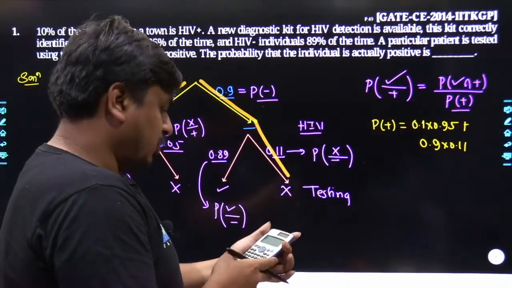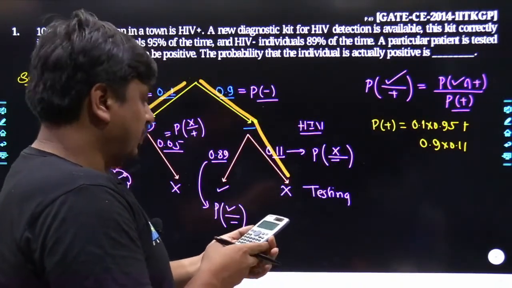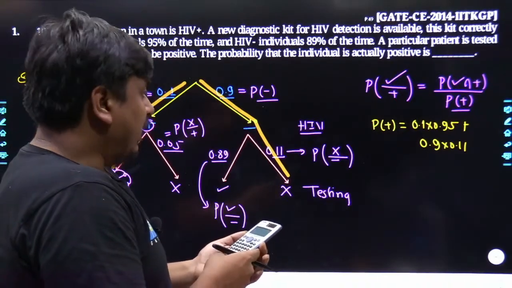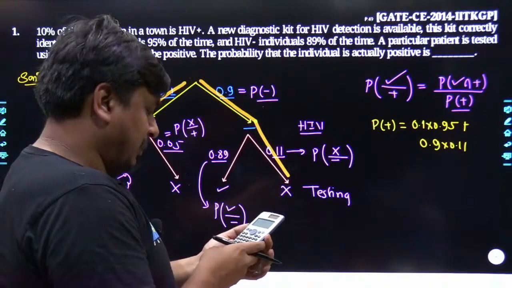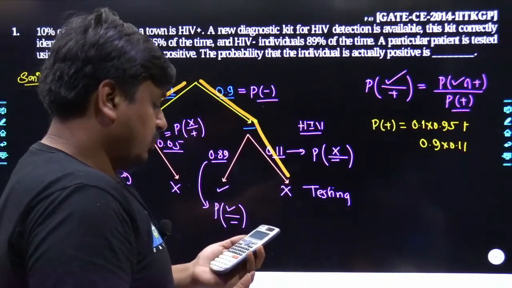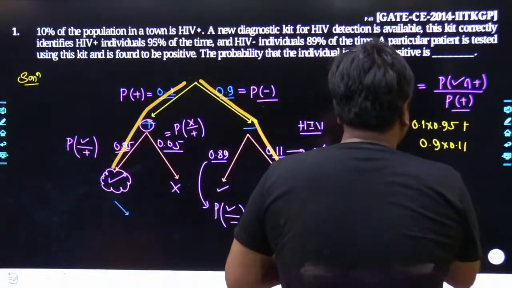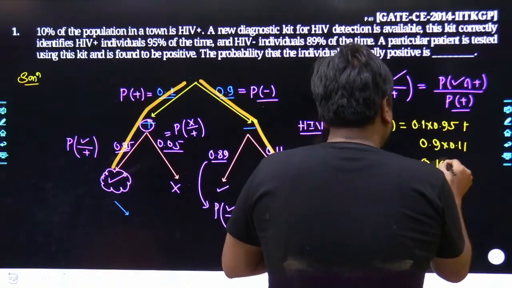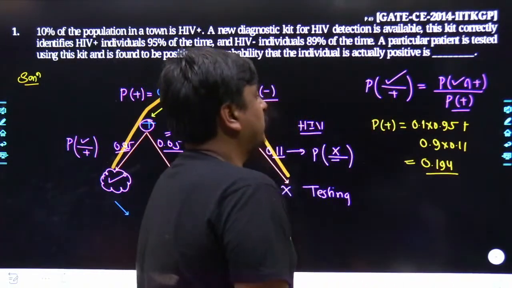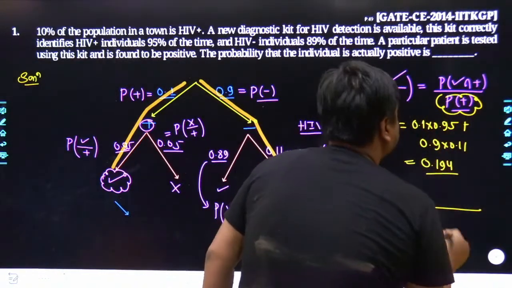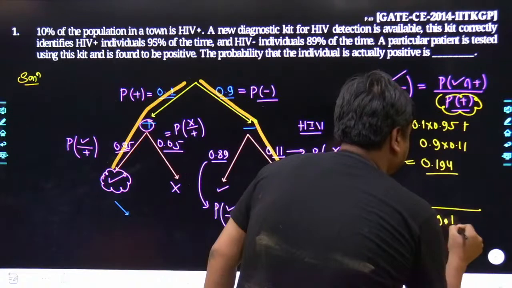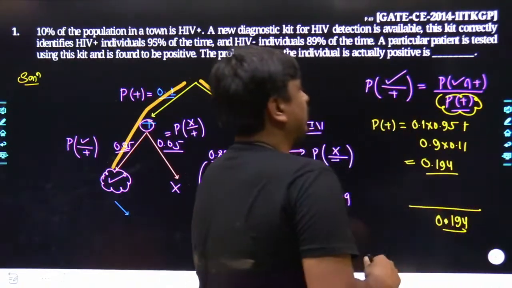May I know what would be the worth over here? 0.1 is going to get multiplied with 0.95 and now it's getting added with 0.9 multiplied with 0.11. The result which we are supposed to get after doing all this calculation is 0.194. So at least the denominator part is clearly known to me. So let me focus over the numerator part.